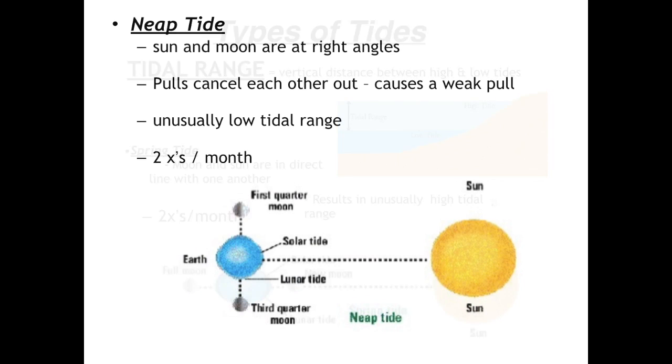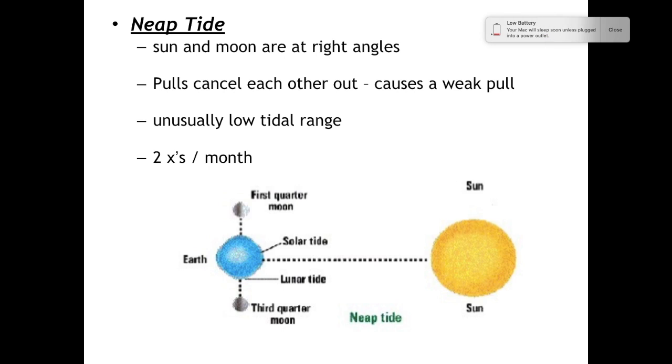And here we have the neap tide. Think of neap sounds like your knee. When you're sitting in a chair, your knee is bent. So the moon is at a right angle compared to the earth and sun. So you have the moon in its first quarter and third quarter phases. This is called a neap tide. This also happens 2 times a month, usually impacting the tides by creating a low tidal range.